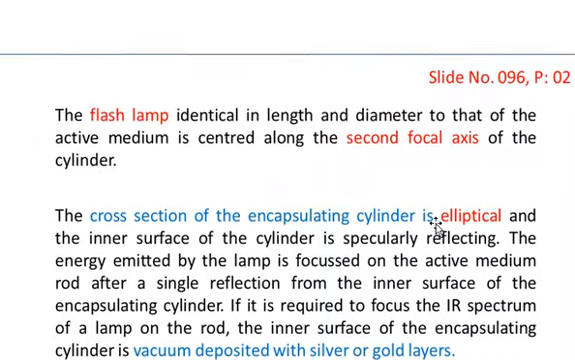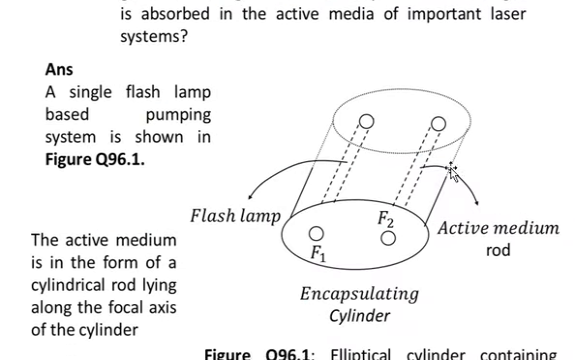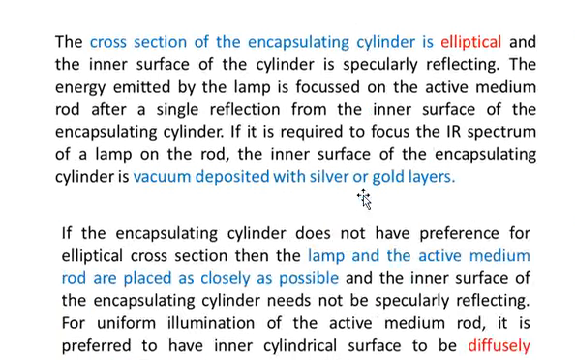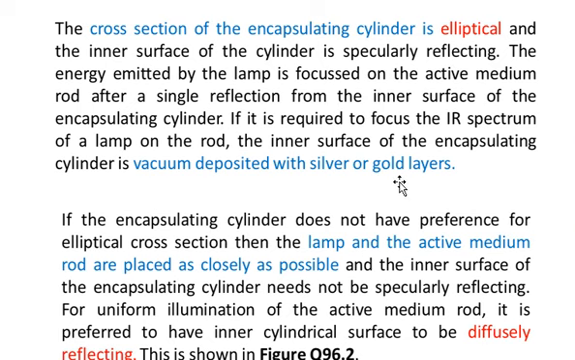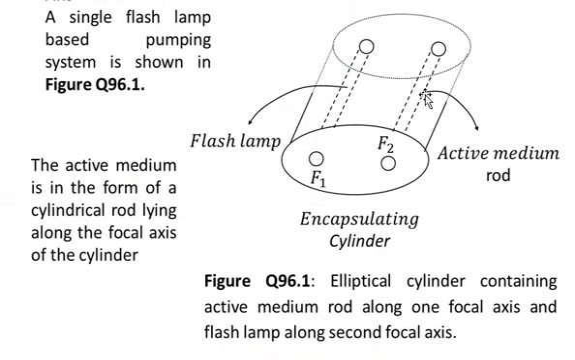So you see that if your active medium requires flash lamp light in the infrared region, then you can have an internal coating, that is the coating inside the walls of this encapsulating cylinder, and that could be of silver or gold, so that it can reflect efficiently the IR spectrum that is incident on the inner surface, so that the IR from the flash lamp is directly received by the active medium and also received through the reflection from the inner surface of the cylinder.